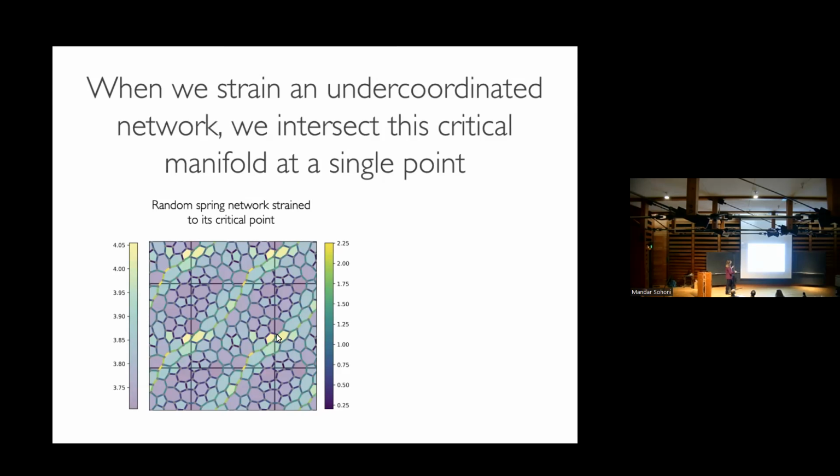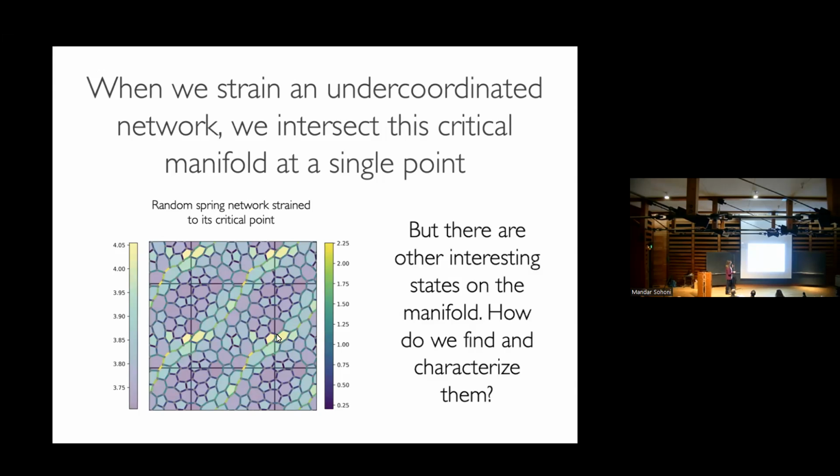So this is an image of a random spring network that's been strained to its critical point. And I'm highlighting both the tension in cells and also features of the shapes between cells. Okay. But there are, of course, other interesting states on this manifold.